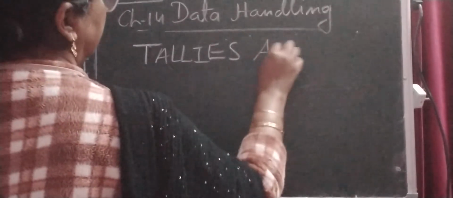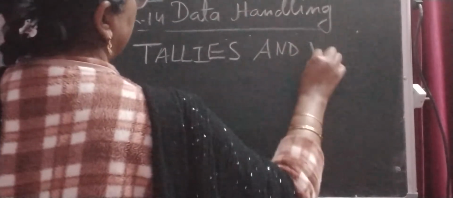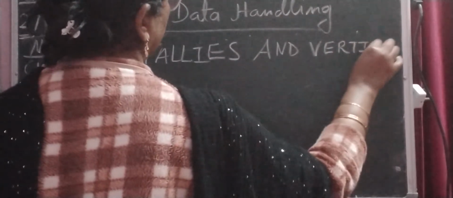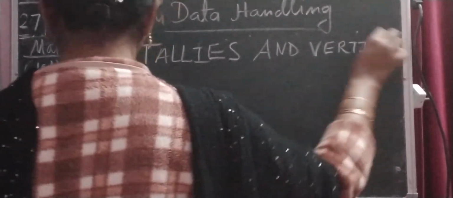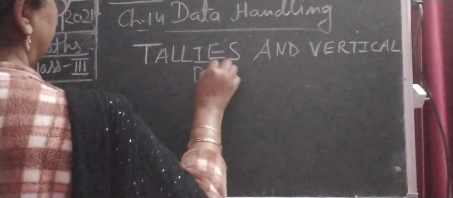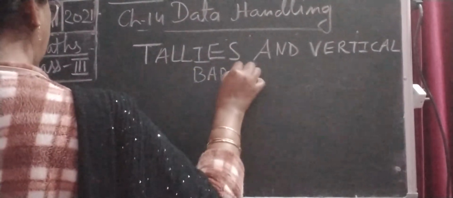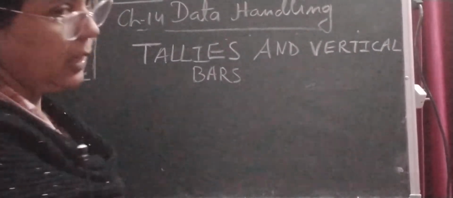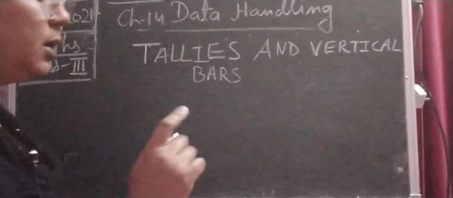And vertical bars. Now children, tallies are used for the numbers. Tallies are used for the numbers.